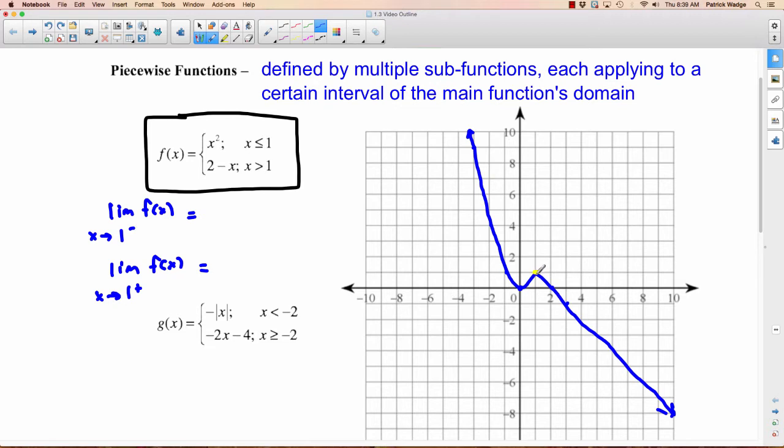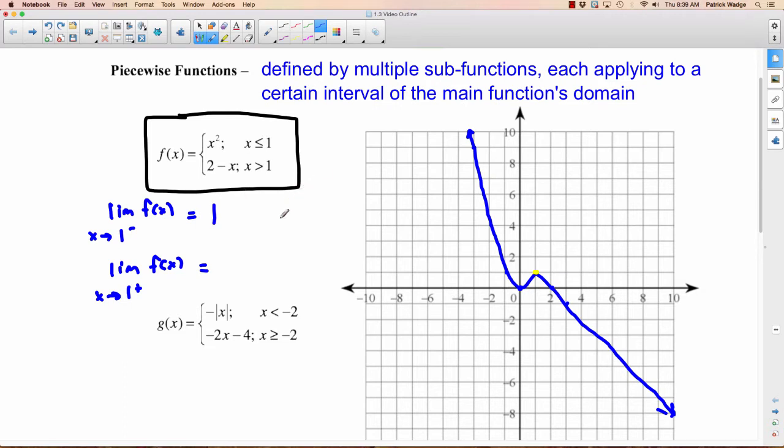As we approach this yellow dot here from the left, as I'm sliding along this function and getting closer and closer to that yellow dot, which y value are we getting really close to? Well, as you get really close to the yellow dot, you're basically at 1, aren't you? So we would say that the left-hand limit of this function is 1.